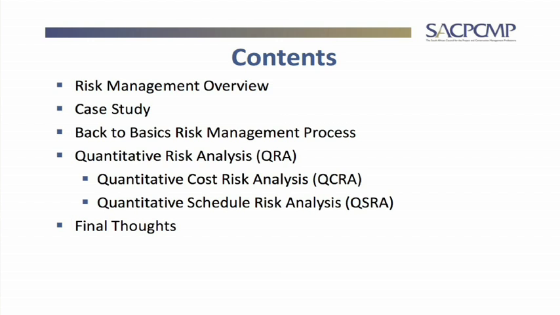So we'll go through the definition, then we'll look at quantitative risk analysis. So basically QRA consists of two things. We've got QCRA, which is quantitative cost risk analysis, where we usually build a Monte Carlo simulation in @Risk, which is a Palisade software tool. And then we've got QSRA, which is quantitative schedule risk analysis.